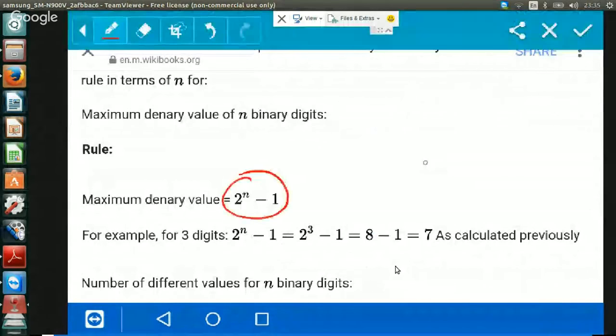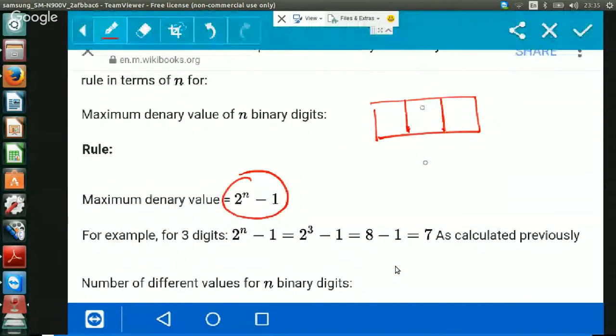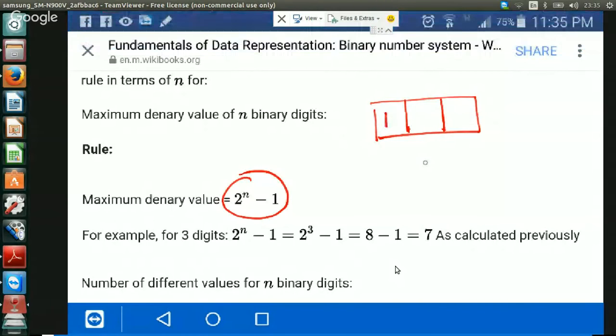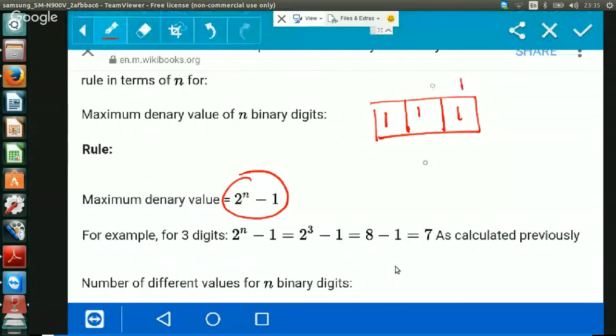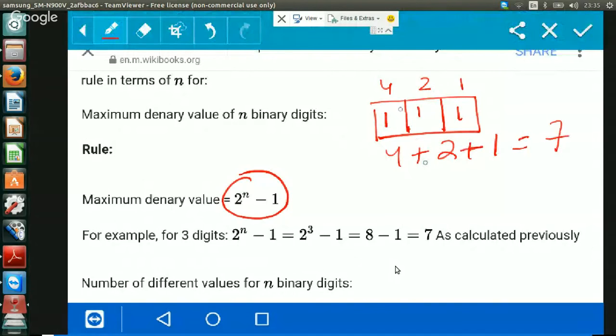2 raised to power n minus 1, nothing basically. For example, if we have a 3-bit register, if all the values are ones, what is the maximum number this register can store? So simply put the ones and convert the number. That is 1, 2, 4. And 4 plus 2 plus 1, what is it going to give us? 7. All right.